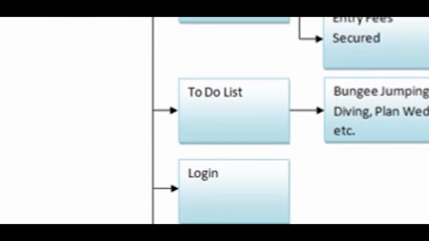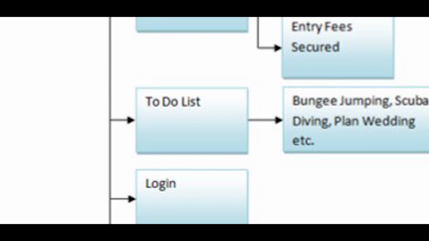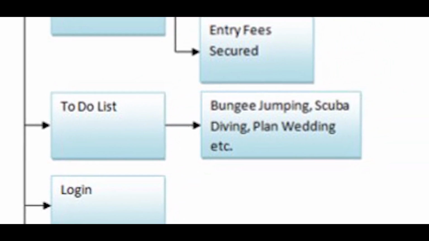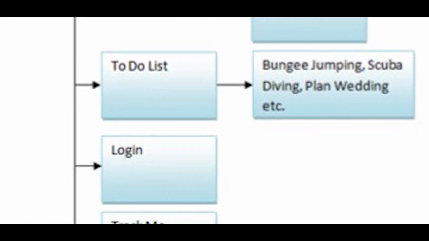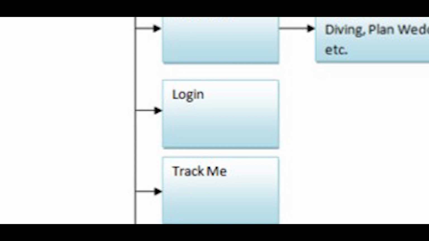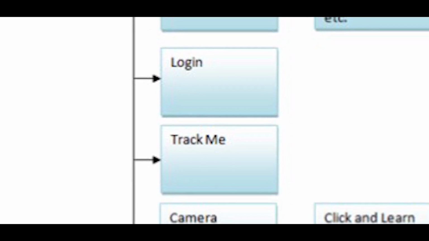Then we have the to-do list option. This is for adventurers who want to do scuba diving, bungee jumping, or even plan a wedding there. Next is the login. A user who wants to use this application must log in first. Then we have the track me option.